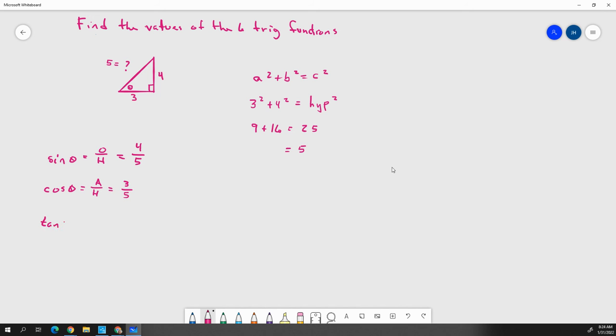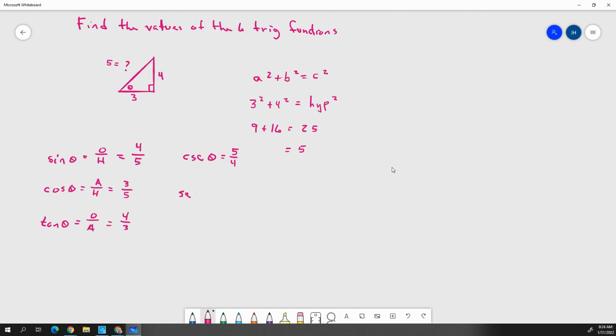Our tangent of theta, well, that's tripping on acid, so that's opposite over adjacent. So we've got 4 over 3. That's only 3 of them. We've got cosecant, which is the inverse of sine, which means we could just flip them over, right?